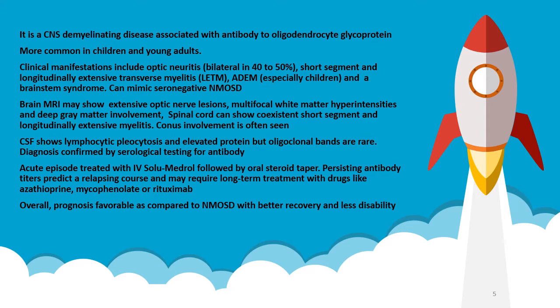Brain MRI may show extensive optic nerve lesions, multifocal white matter hyperintensities with deep gray matter involvement. The spinal cord can show coexistent short segment and longitudinally extensive myelitis. Conus involvement is often seen. CSF shows lymphocytic pleocytosis and elevated protein, but oligoclonal bands are rare. The diagnosis is confirmed by serological testing for antibody.